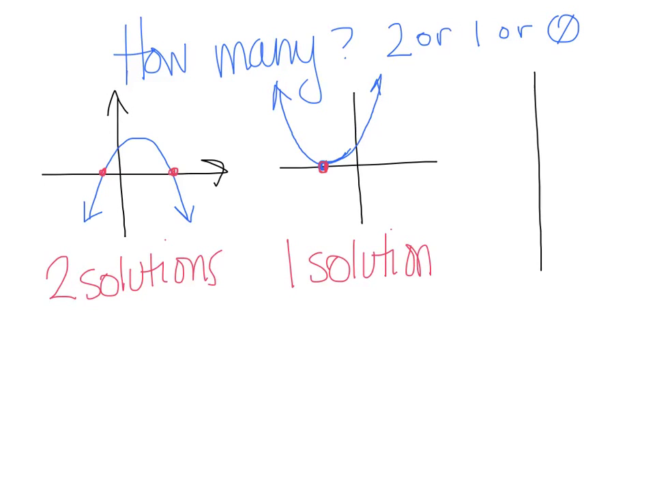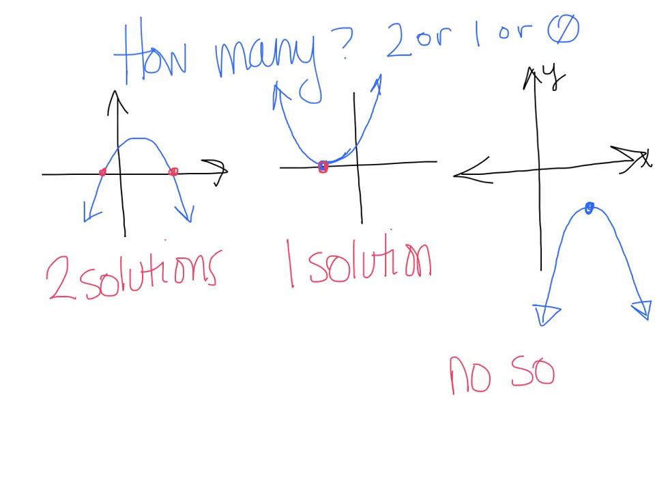The other thing that might happen is you graph it and find that it comes up, and then it turns around and comes back down. Here's my vertex, the highest, the maximum value, and nowhere does this graph cross the x-axis. There are no x-intercepts. So guess what? There are no solutions. You will never find an x value for which the function for this parabola would equal 0. So 2, 1, or 0 are your choices for how many solutions.